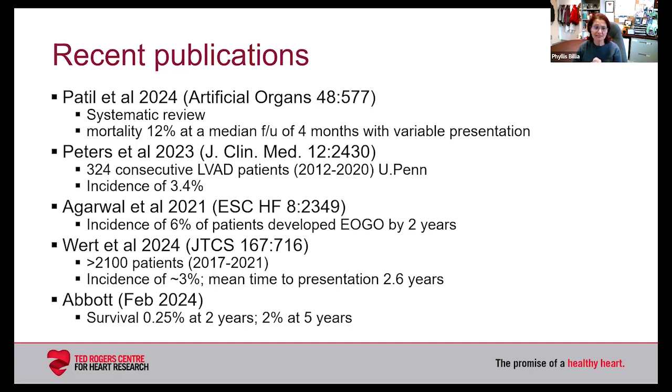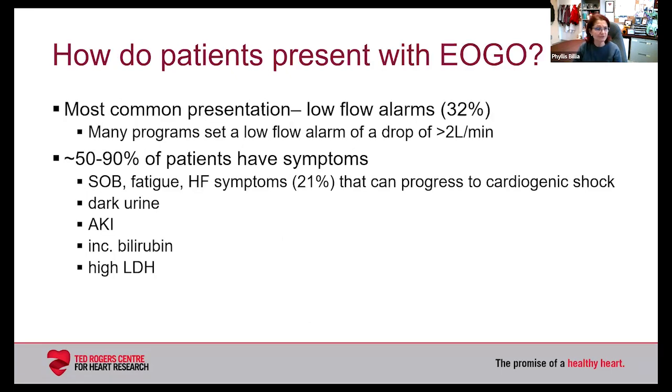Abbott recently presented Kaplan-Meier estimates of incidence of only 0.24% at 2 years and 2% at 5 years after the implant. So with all these numbers, it's clear that a timely diagnosis and treatment is needed to reduce the impact on patient outcomes. But how do patients present with outflow graft obstruction?